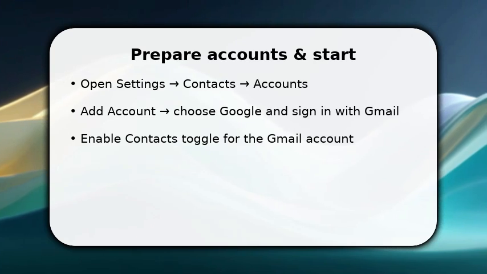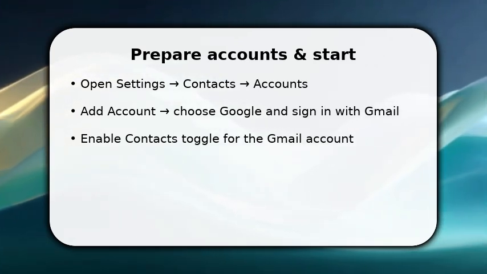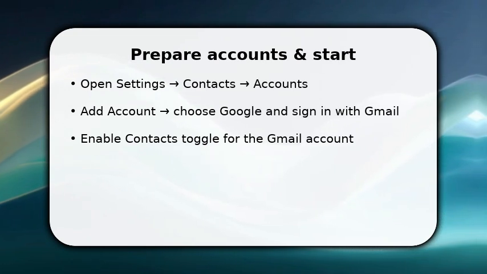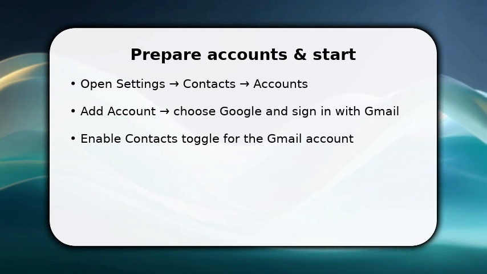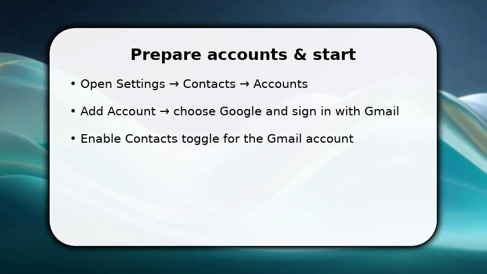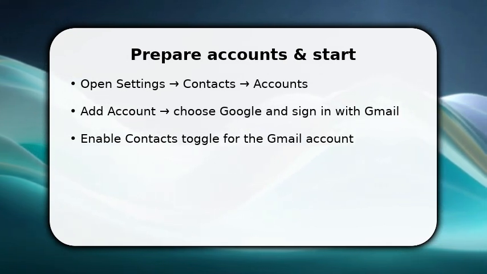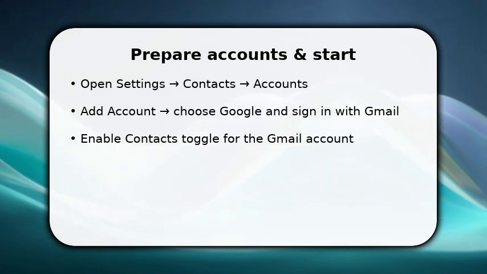You're starting with the essentials. Make sure your iPhone has the Gmail account signed in. Open Settings, go to Contacts, then Accounts, tap Add Account and pick Google. Sign in with your Gmail credentials using two-step if prompted, then enable the Contacts toggle for that account. This tells iOS to read and write contacts to Gmail.